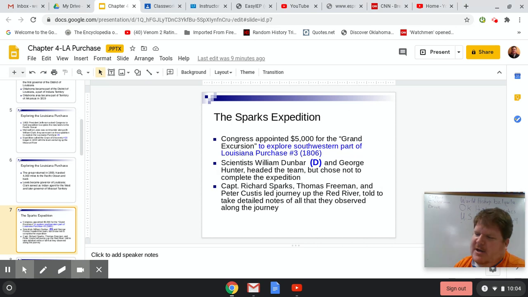Now we see President Jefferson is also interested in other expeditions. He is wanting to see what else is out there, what else had Lewis and Clark not discovered. And so he is going to go to Congress and try to set out and establish more expeditions, but mostly to establish boundaries, to kind of figure out where can we split the United States. And so he goes to Congress, and they appoint $5,000 for the Great Excursion, which was to explore the southwestern part of Louisiana Purchase, which is part of your answer number.